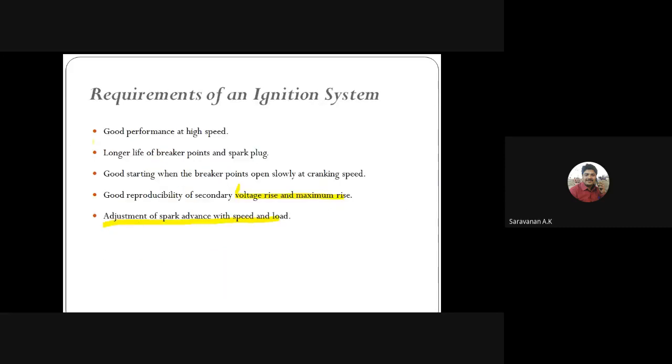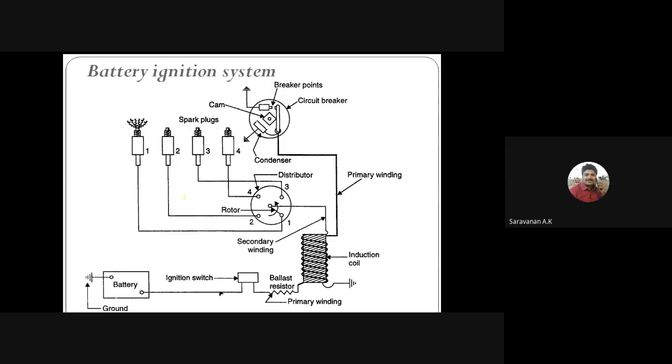Then it will have good performance at high speeds and a longer life, at any point of starting, with good reproducibility and adjustment of the spark advancement. So this is the battery ignition system.